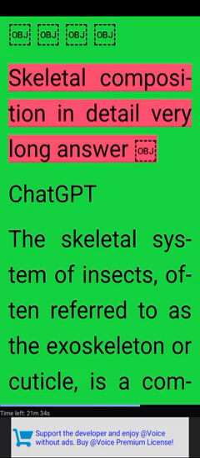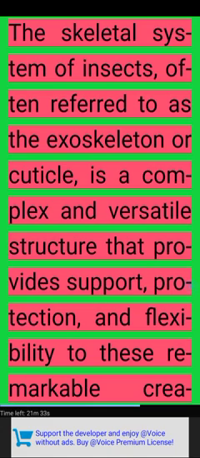Skeletal composition in detail. Very long answer. ChatGPT. The skeletal system of insects, often referred to as the exoskeleton or cuticle, is a complex and versatile structure that provides support, protection, and flexibility to these remarkable creatures.